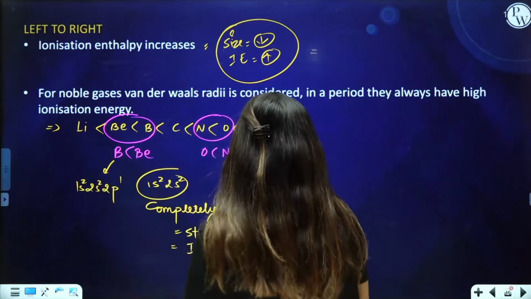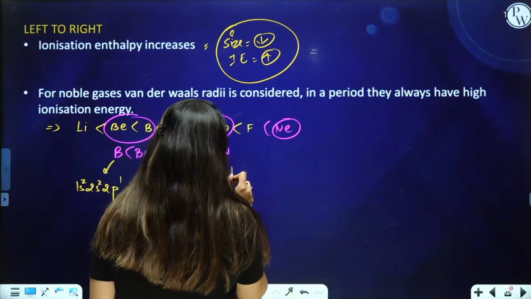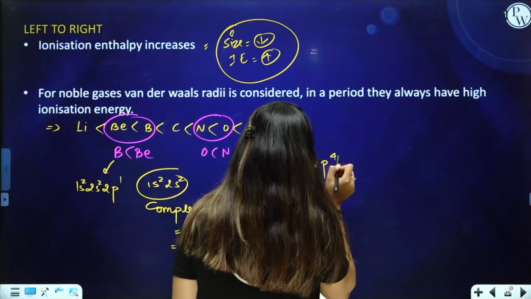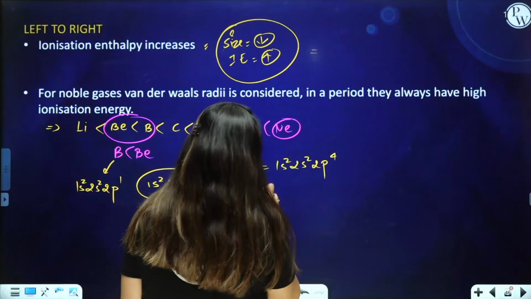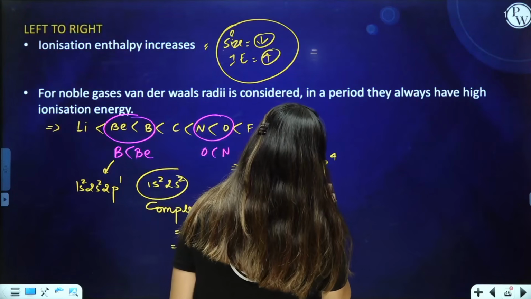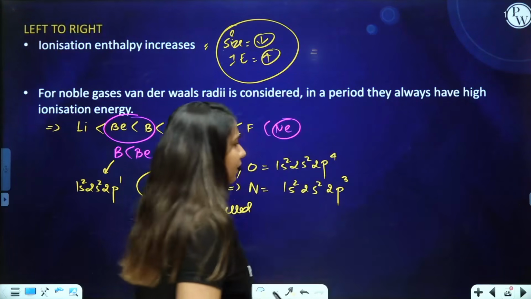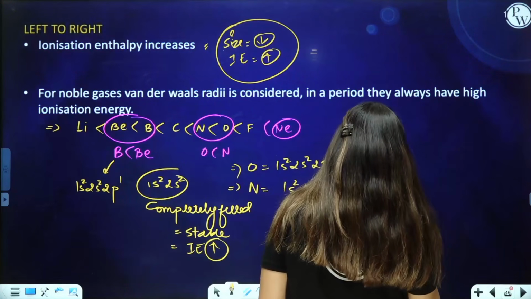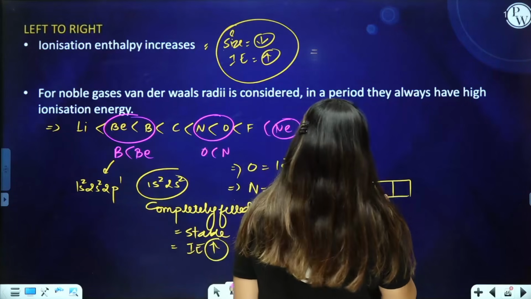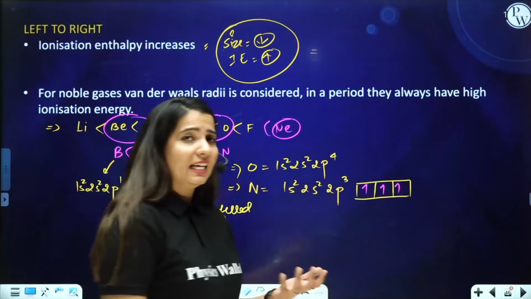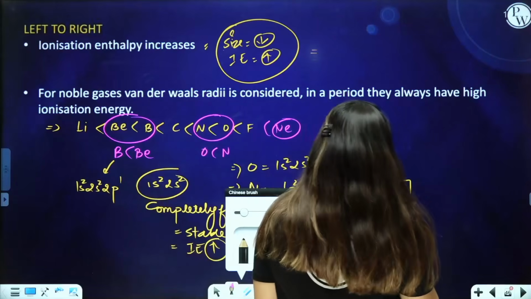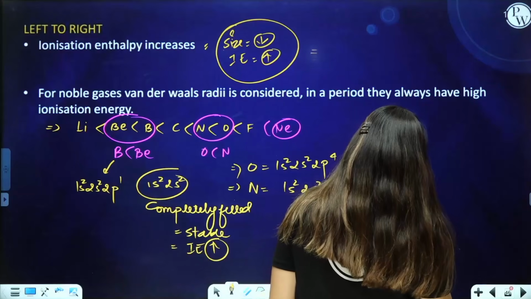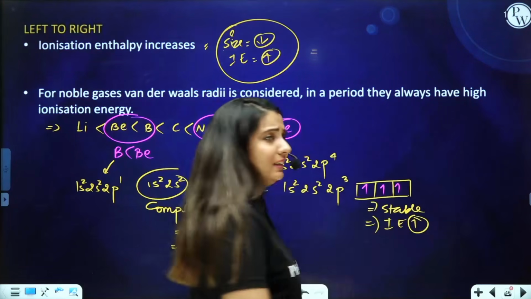Okay, what about the oxygen and nitrogen? If I take the electronic configuration of oxygen, it will be 1s2, 2s2, 2p4, and if I talk about the nitrogen, it will be 1s2, 2s2, 2p3, and that is considered as stable. 2p3 is exactly half filled. You know all these things. So the removal of electron will be hard. 2p3, it will be stable. Ionization enthalpy higher.